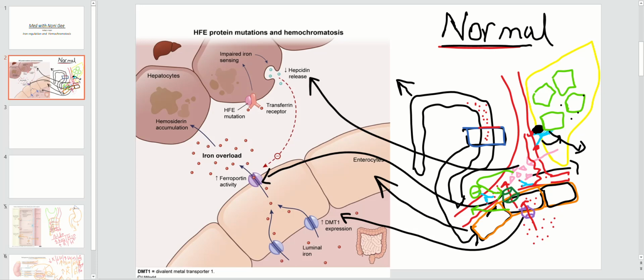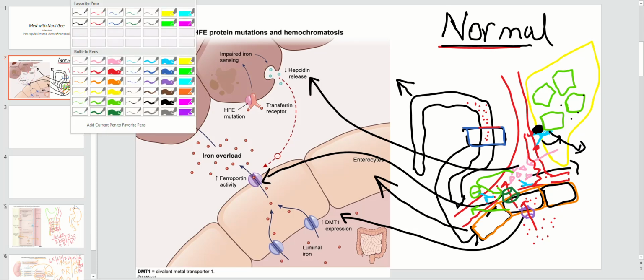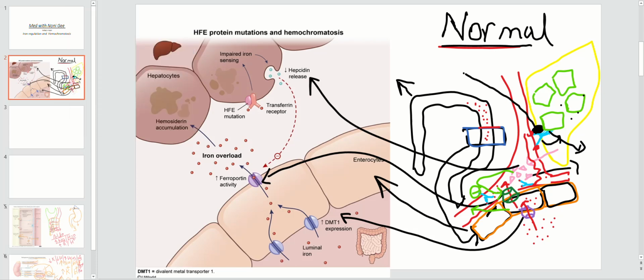So what is happening in hemochromatosis? This protein, the HFE protein, right, is basically mutated. So when it is mutated, it cannot sense whether the body needs the iron or doesn't need the iron, right? So what is happening? The body cannot sense that it has enough iron, so the liver stops releasing the hepcidin.